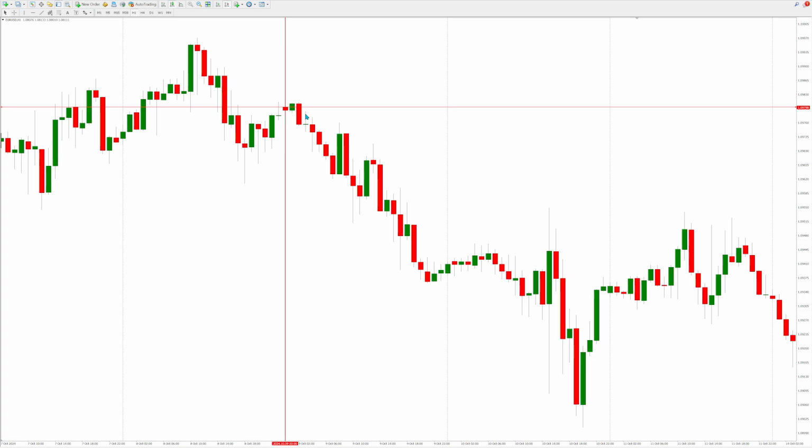You can see that there's some consolidation around here. The market's not too sure of what's going to happen, and then we have this big bearish candle here. It gives us the idea that perhaps the bears are going to take control for the day, and that's exactly what they do, as you can see from this nice move downwards here.